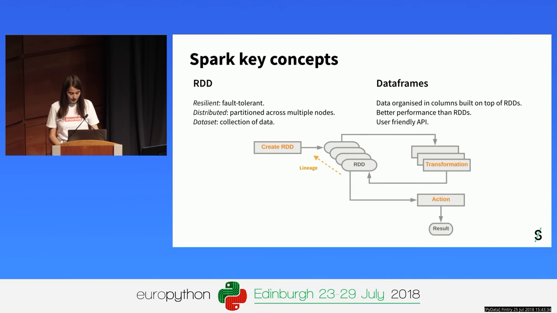In our accounting pipeline, in our data processing pipeline, we didn't use RDDs directly, but we decided to work with Spark data frames. Spark data frames are units of data organized in columns and built on top of RDDs, but their performance is better than the RDDs' performance, since optimizations are applied before the actual operations are executed. And also, the data frames API is more user-friendly than the RDDs one.